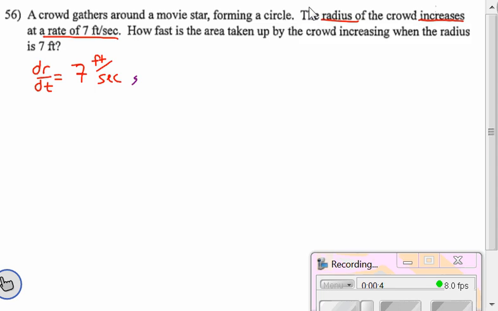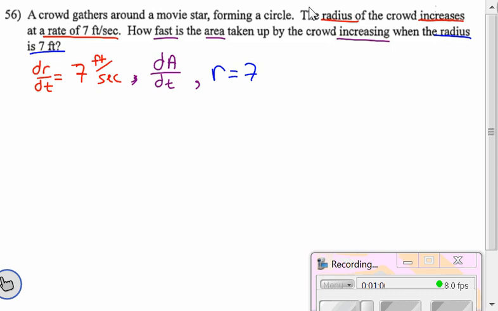Another thing, how fast is the area increasing? That would be dA for area, and fast is a rate, so that's going to be dA/dt. So that's another thing they gave you. And then when the radius is 7, r equals 7. Okay, so there you go. That's all the given information that they gave us.